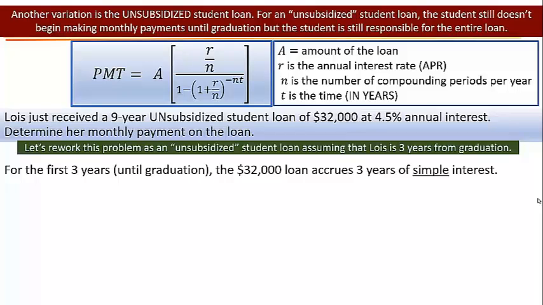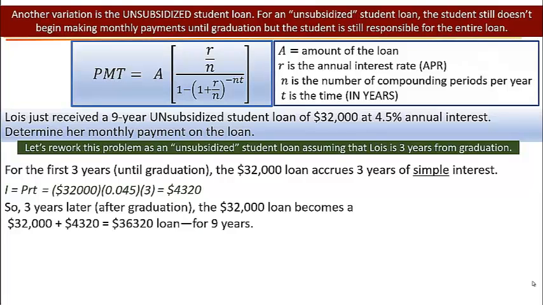You've got to go back to your knowledge of simple interest loans. Remember, simple interest is I equals PRT. That's 32,000 times 0.045 times 3 because it's for 3 years. What happens for that first 3 years is that Lois is not being subsidized, so she's actually built up $4,320 in interest during that 3 years. So she doesn't owe $32,000 after that 3 years. She actually owes $32,000 plus the amount of interest, which happens to be $36,320 for the 9-year period.